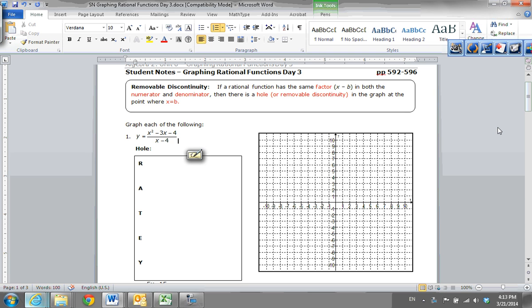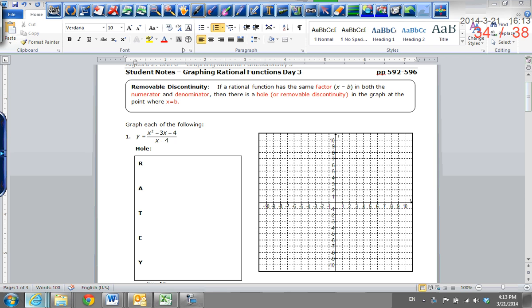All right, ladies and gentlemen, today we're going to be continuing graphing using RATEY. Today we're going to be talking about removable discontinuity. It's also called a hole. It's when anything cancels out. So the first thing we need to be sure we do is factor. Factor the numerator, factor the denominator.